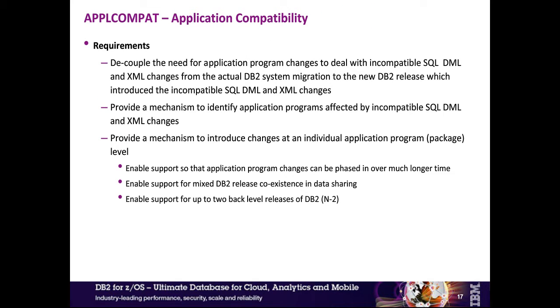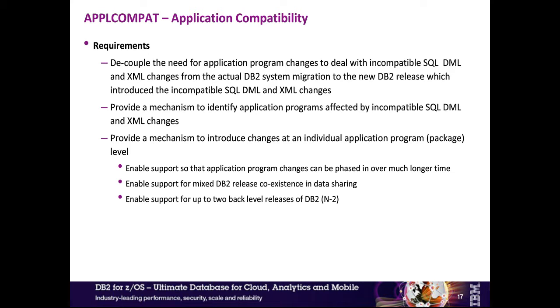On slide 17 here, I'd like to introduce and discuss the new feature called Application Compatibility, which is referred to as APPLCOMPAT for short. The genesis of these customer requirements came from the version 10 migration, when there were some undocumented, incompatible changes which hit a significant number of customers. Ultimately, it resulted in a new ZPARM called BIF_COMPATIBILITY, where the default value reinstated the previous version 9 behavior. What customers told us is, first of all, they want a mechanism whereby they can do the DB2 system migration, migrate to the new release of DB2, and deal with the incompatible changes over a more relaxed time frame.